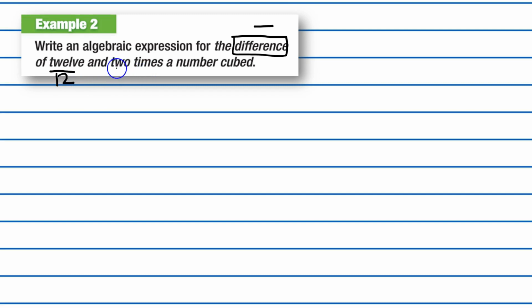And 2 times a number. Well, 2 times, just like it says, a number. So 2 times, and I'm just going to use x, could be any variable though. And notice it says cubed, so I know there's going to be a cube there. So what we want to do, because remember it does say difference, so I know I'm going to subtract these two. So 12 minus 2x cubed. And that's it. But notice we did not change the order because it didn't have those keywords like that than.